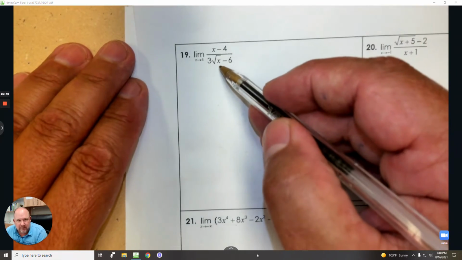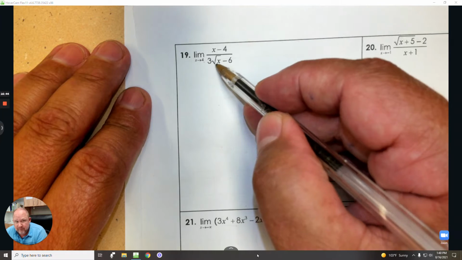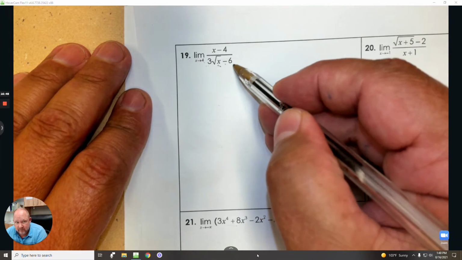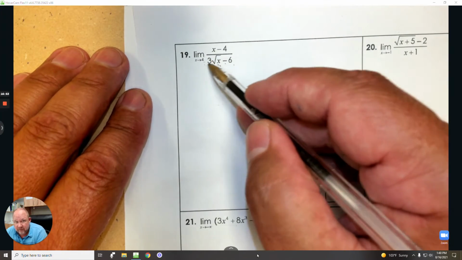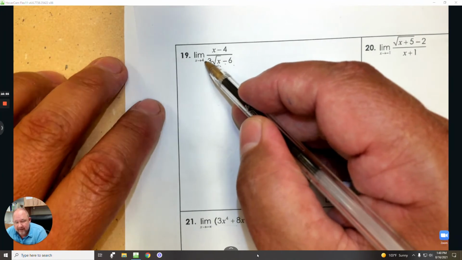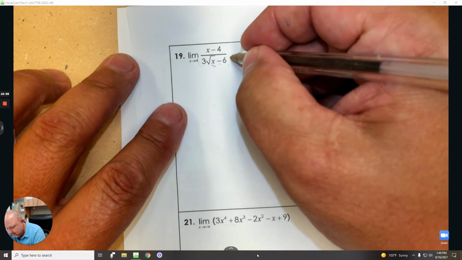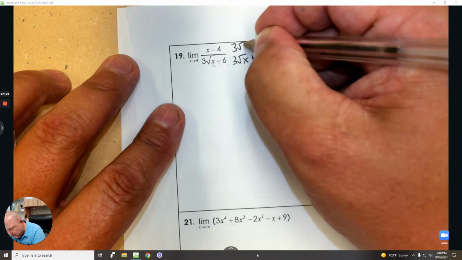If I evaluate this and plug 4 in for x, the square root of 4 is 2, and 3 times 2 is 6, and 6 take away 6 would make it 0. It is not continuous. There's a discontinuity at positive 4. So one way to remove a discontinuity is to use what's called the conjugate. So 3 root x plus 6, top and bottom.